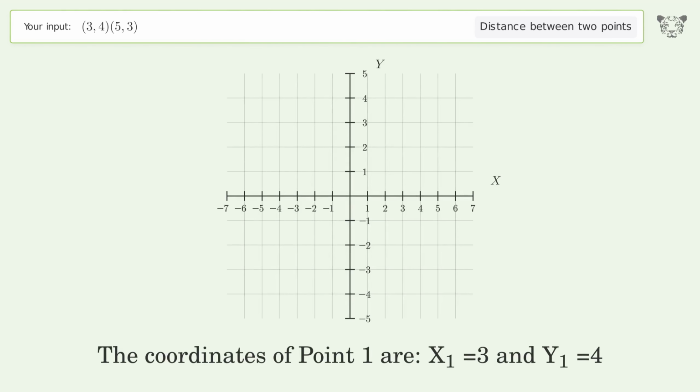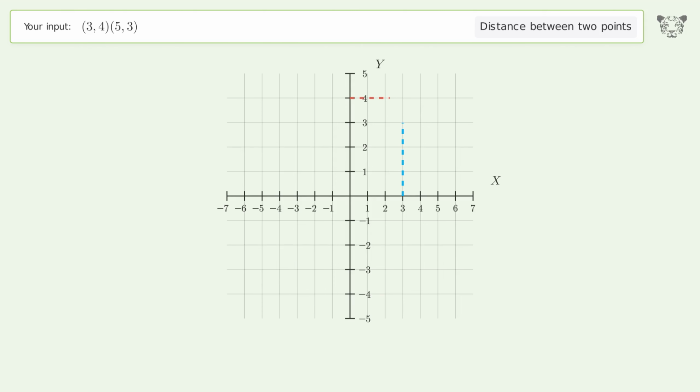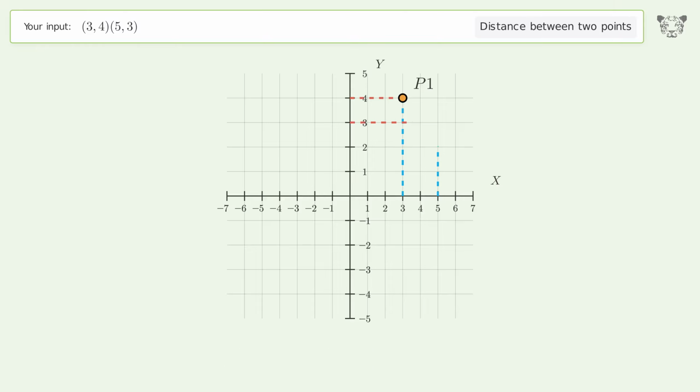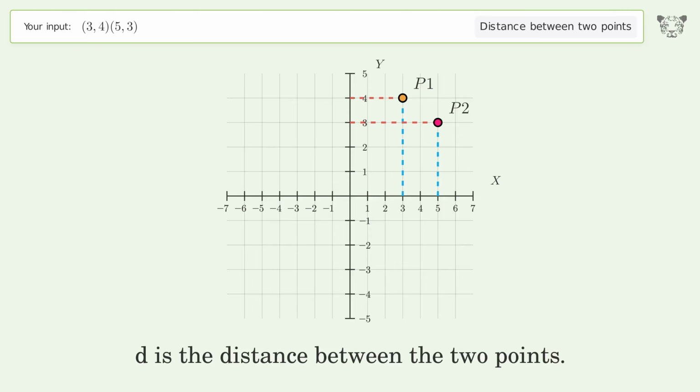The coordinates of point 1 are x1 equals 3 and y1 equals 4. The coordinates of point 2 are x2 equals 5 and y2 equals 3. D is the distance between the 2 points.